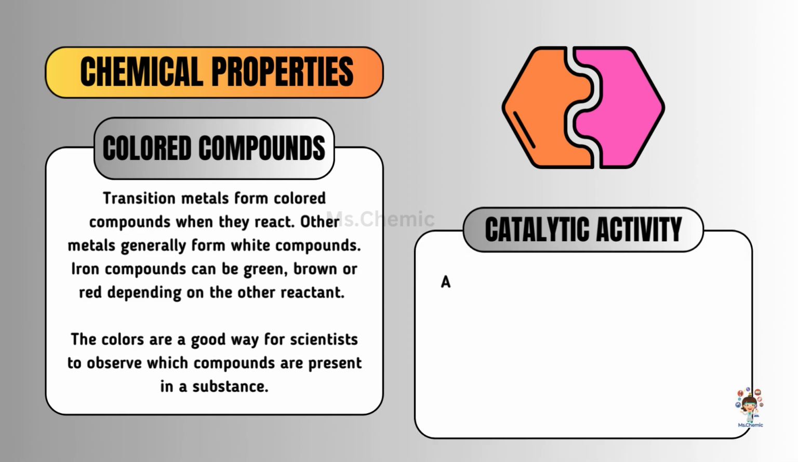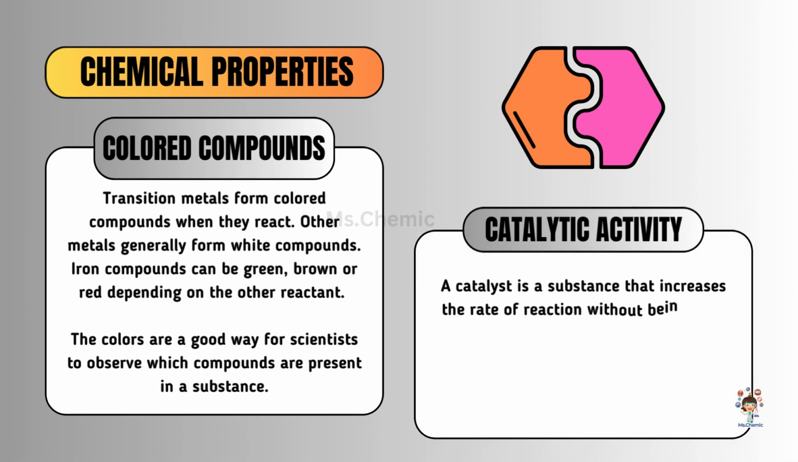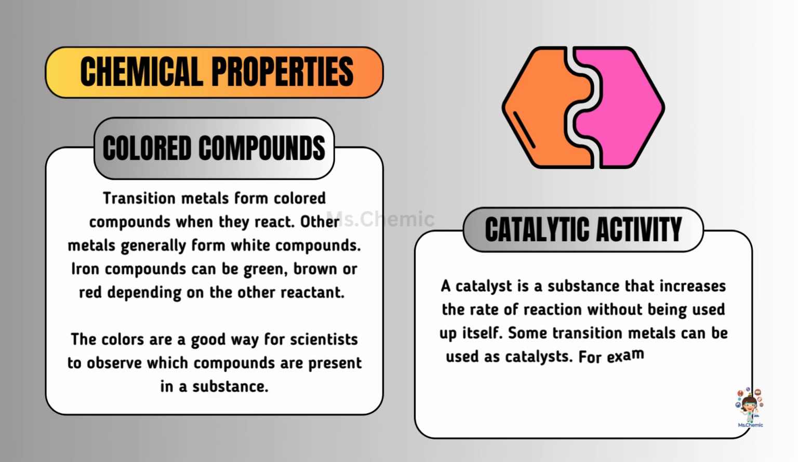Catalytic activity. A catalyst is a substance that increases the rate of reaction without being used up itself. Some transition metals can be used as catalysts. For example, iron is the catalyst in the process to make ammonia.